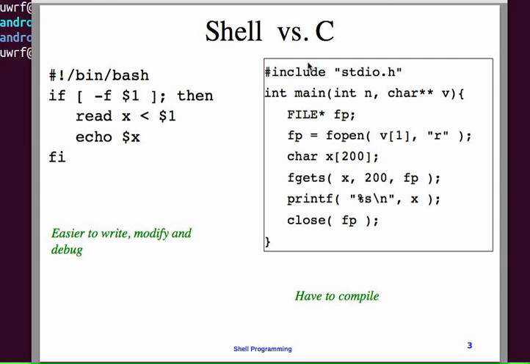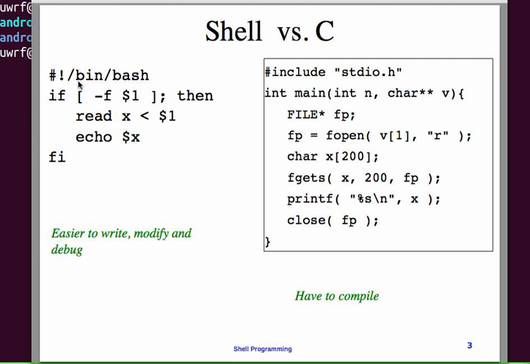So here is a C program that does basically the same thing the shell program does. The first line allows you to use input and output. This is to open up a file that's passed in as a command line argument. It will open up the file in read mode, take up to 200 characters from the first line, print it out, and then close the file.